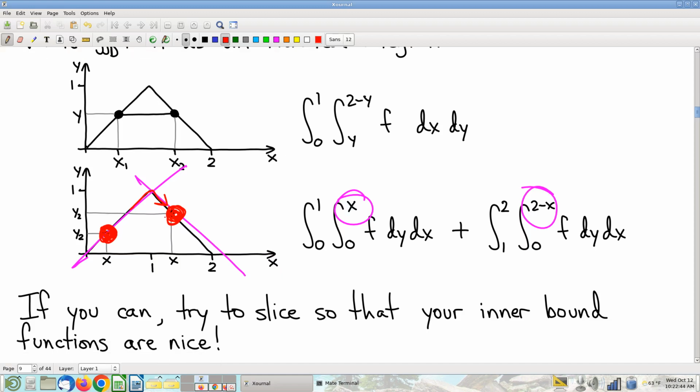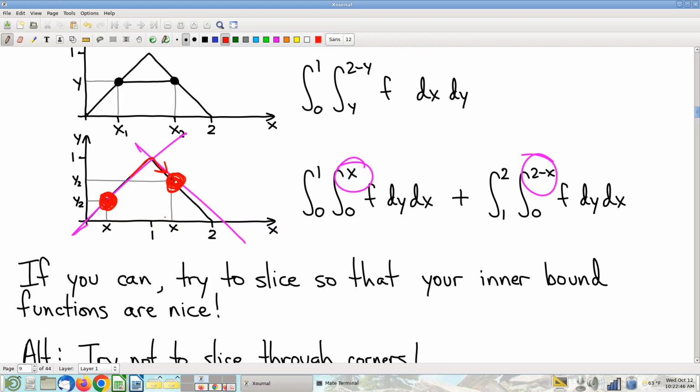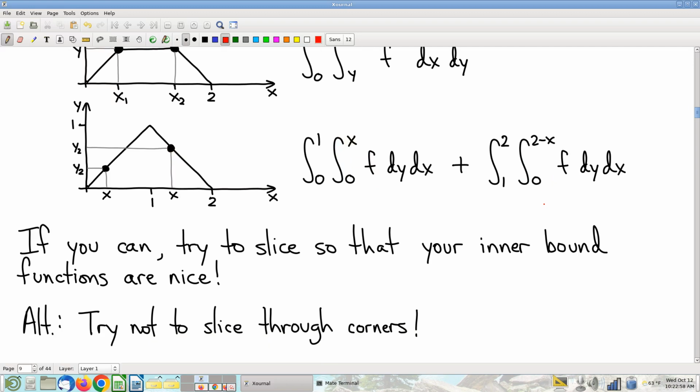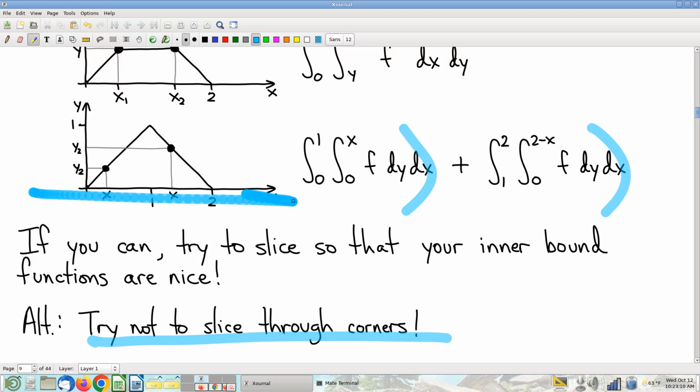And so this is my rule of thumb. This is not a law. This is not an always kind of situation. But good job, rule of thumb: try not to slice through corners. And notice as we did our x slicing here, that's exactly what we did. As we were going perpendicular to the x-axis, as we were going along like this, boom, right there, I sliced through a corner.